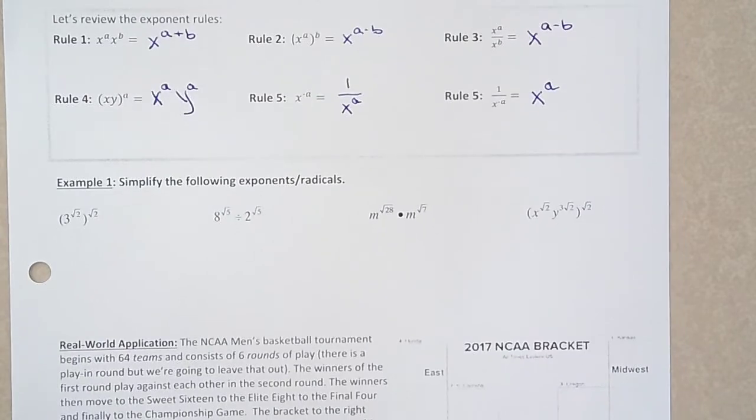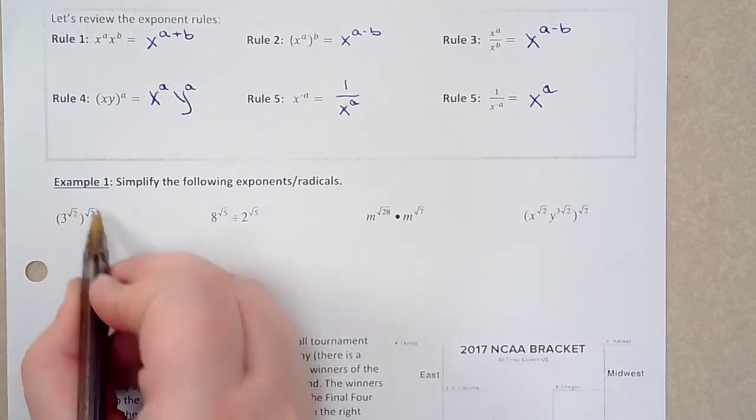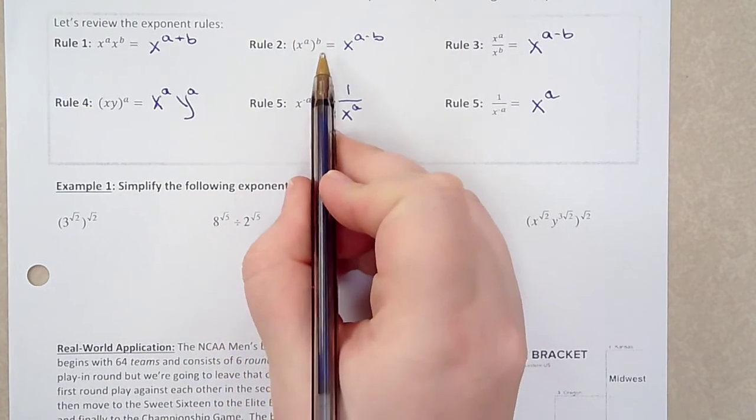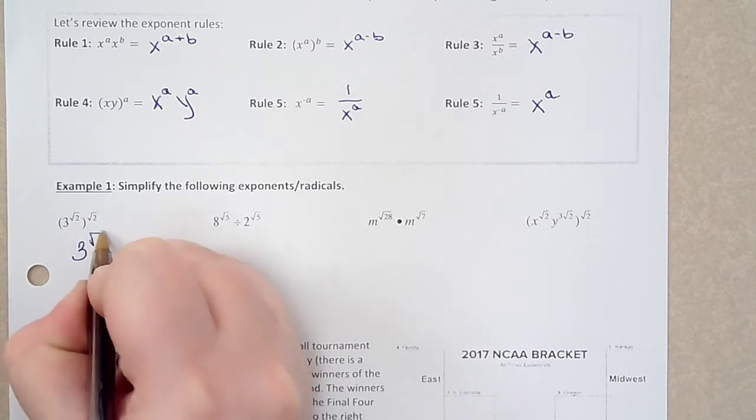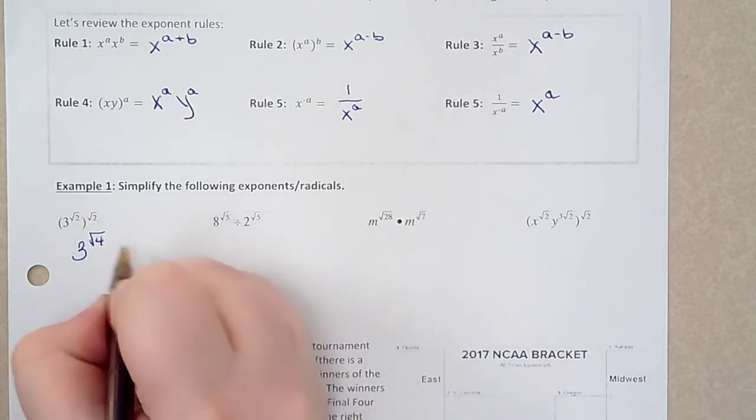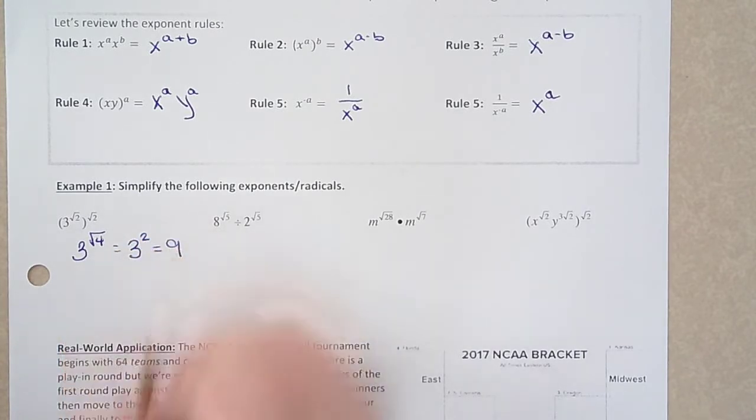So let's just do a quick review of that, and we're going to throw a few square roots at you just so you remember those skills as well. So this first problem, 3 to the square root of 2 to the square root of 2 is going to be our rule 2. We're going to multiply those exponents, therefore getting 3 raised to the square root of 4. However, when we simplify that, it becomes 3 to the 2, or just 9.